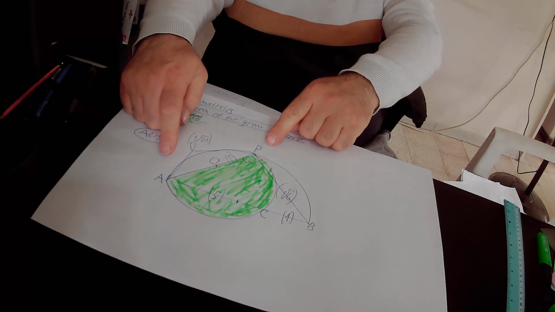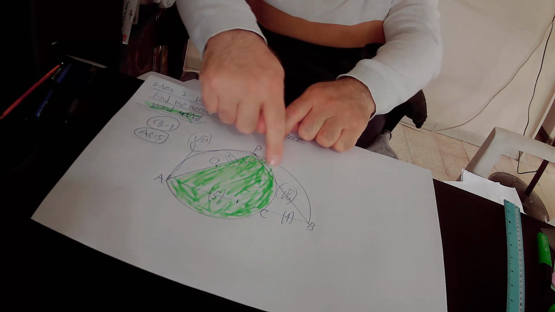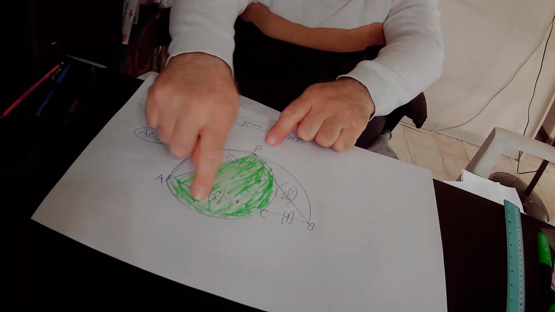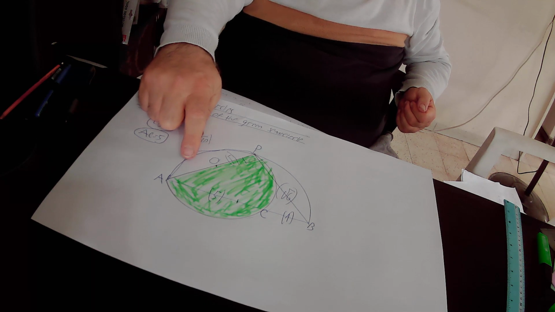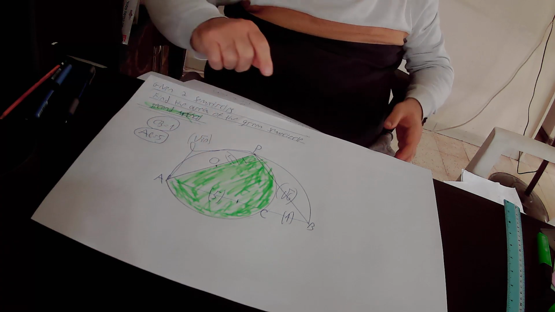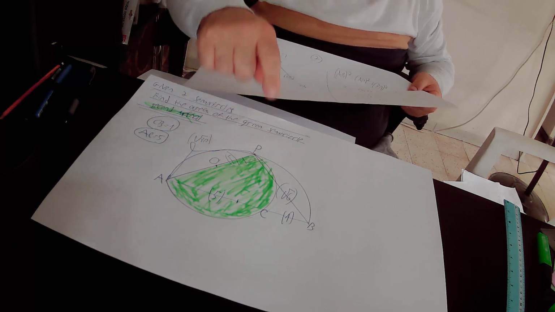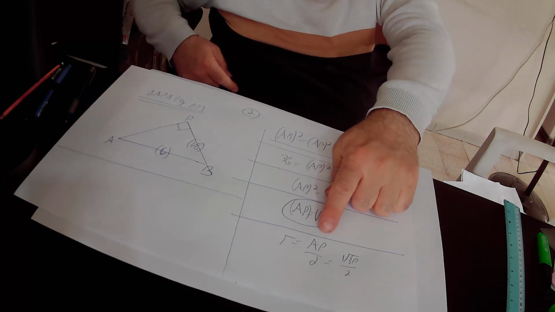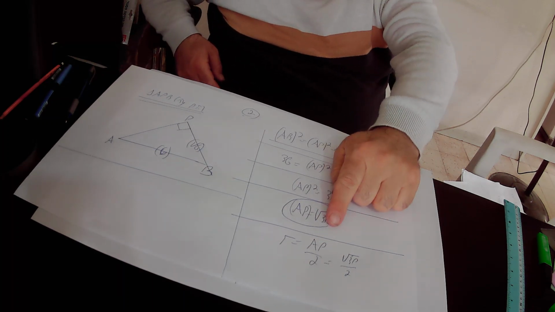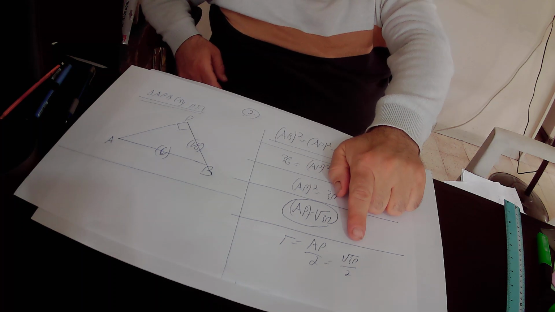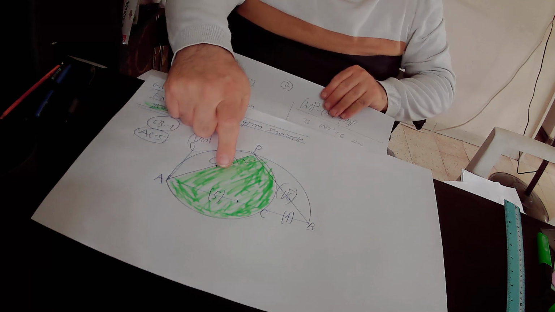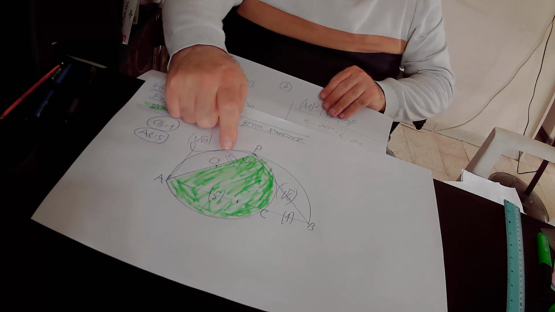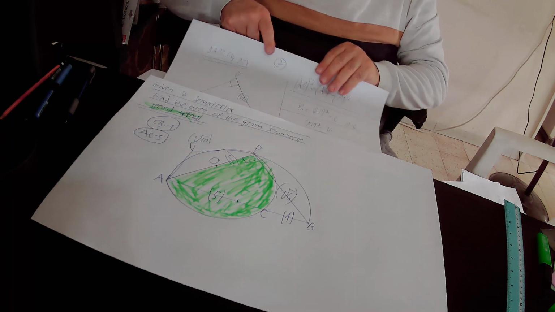What is the definition of AP? AP is the diameter of this green semicircle. If AP is the diameter, it means that AP over 2 is the radius. So the radius R of this green semicircle equals the diameter AP over 2. AP equals the square root of 30, so the radius R equals the square root of 30 over 2.